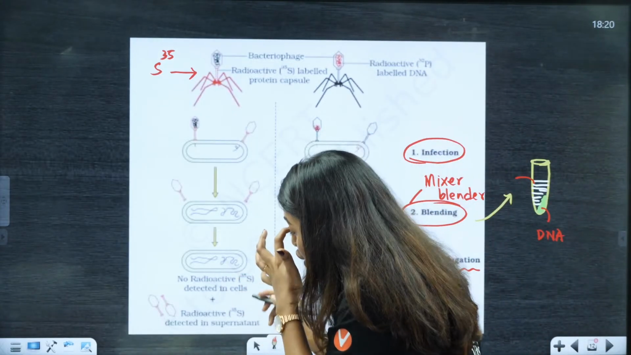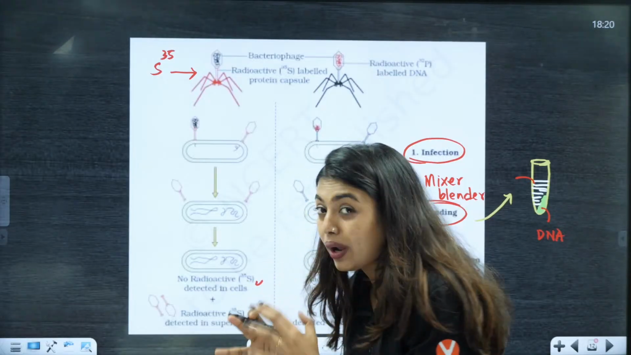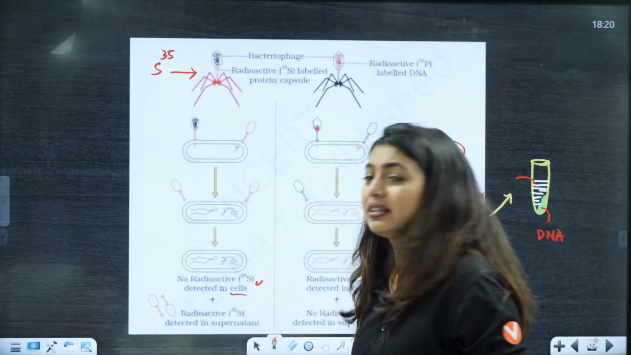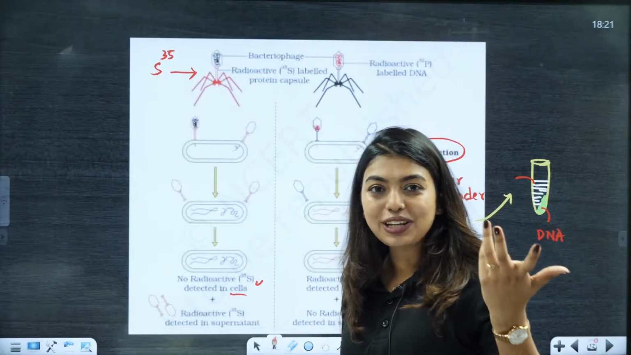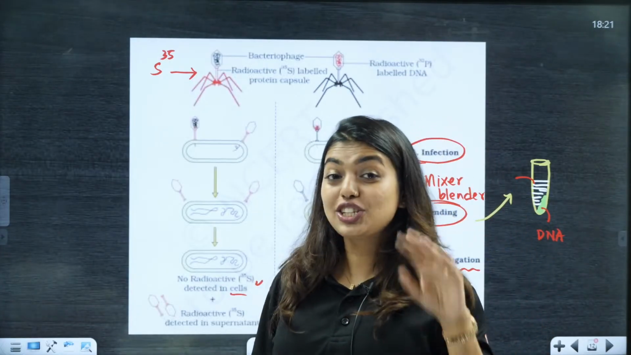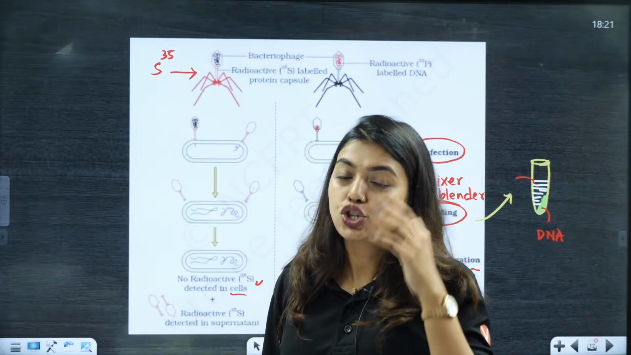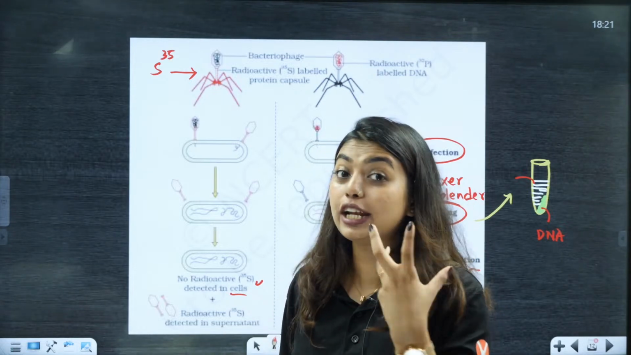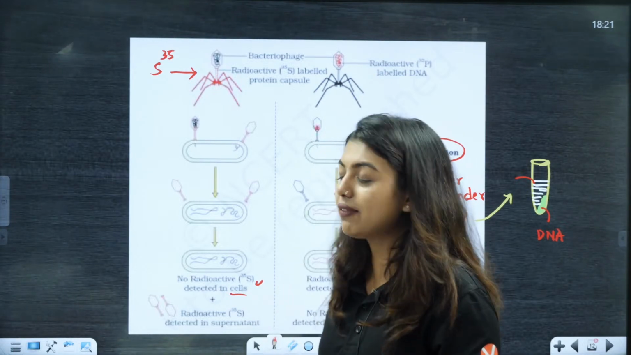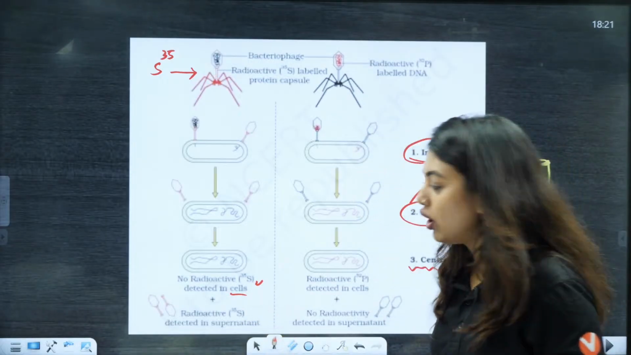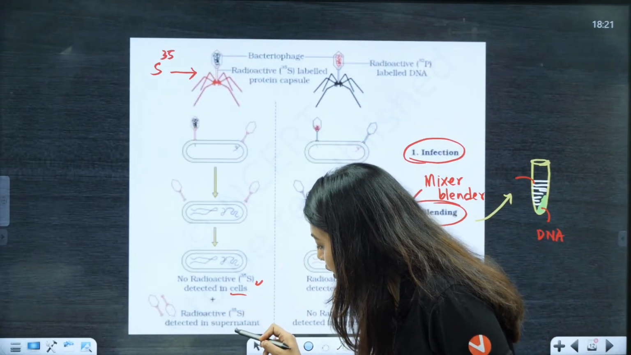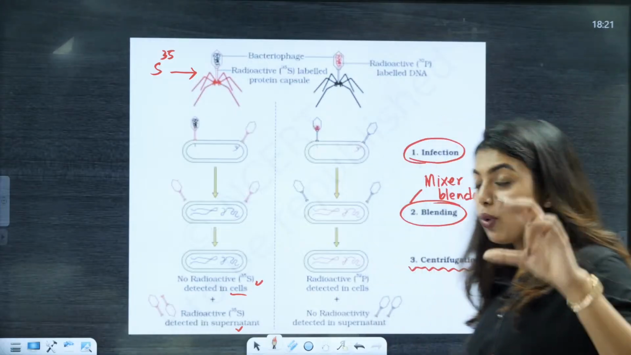Look here, no radioactivity or no S35 presence in the cell. That means the protein will not enter the cell. Only genetic material will enter the cell. So if protein does not enter the cell, the radioactivity will not be inside the cell. Next scenario, radioactivity detected in the supernatant. Supernatant is what? This one.